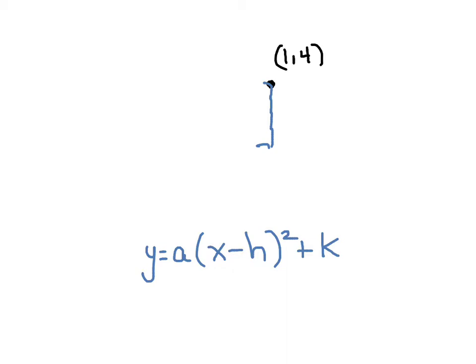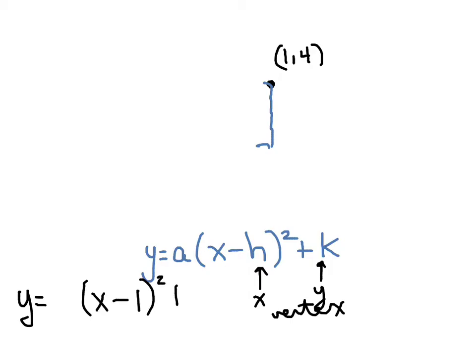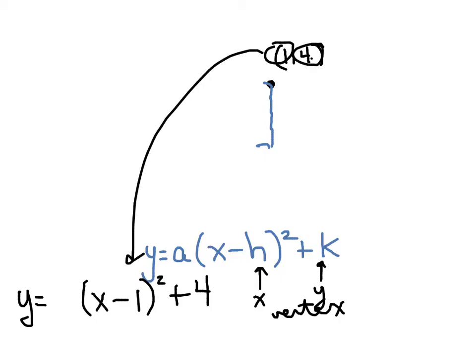The reason we're going to do that is because the h and the k, these things right here, are the x and the y of your vertex. So for this particular problem, when I start to write it, I end up with y equals, I don't have a yet, but I have x minus 1 squared plus 4. All I did was put the 1 and the 4 into those locations. Now the biggest thing we have to do from here is we still have to find a. We still have to figure out what that is.